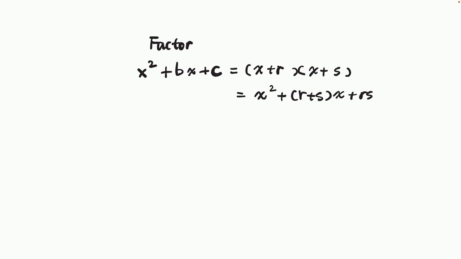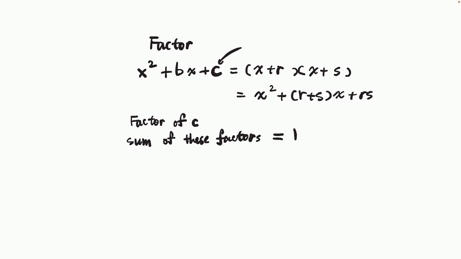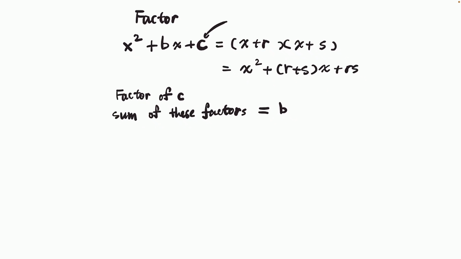Therefore, we try to find out the product, okay, which is C, like our S. And we'd have to look into the factors of C. And we also want the sum of these factors to equal B. What does it mean? So let's try some examples together.